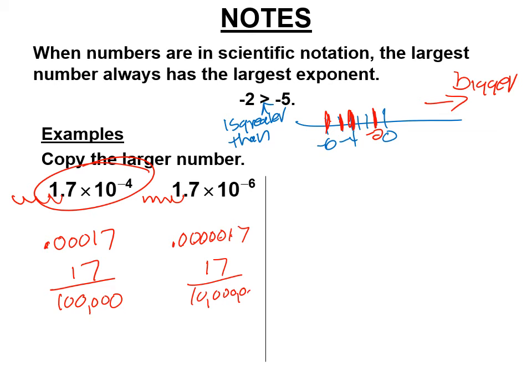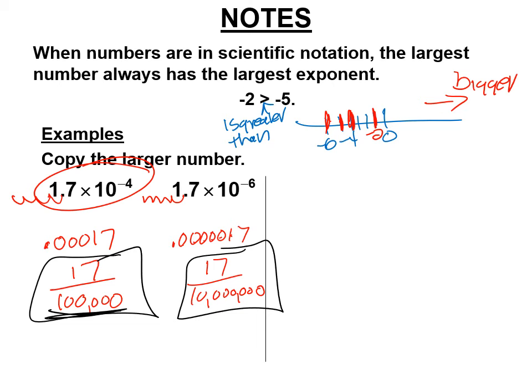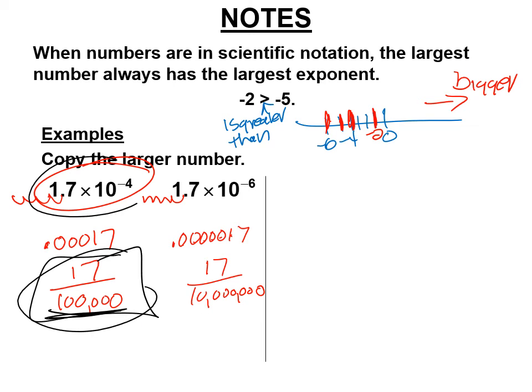Now, one of the things I like to do when I'm trying to decide what's bigger, let's think about this. If I'm shooting baskets and I shoot at a basket 100,000 times and I only make 17, you really stink, right? So that's a small amount you've made. But if you shoot 10 million times and only make 17, that's even worse, right? This is the bigger number. 17 out of 100,000 is bigger or better than 17 out of 10 million.